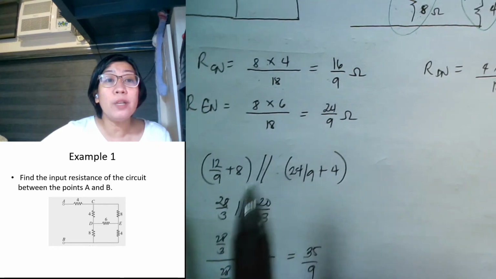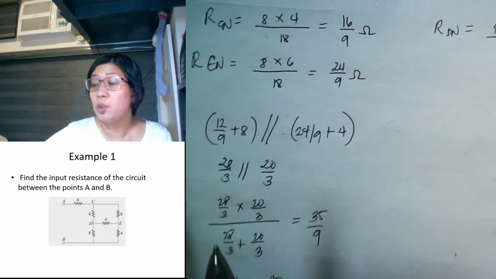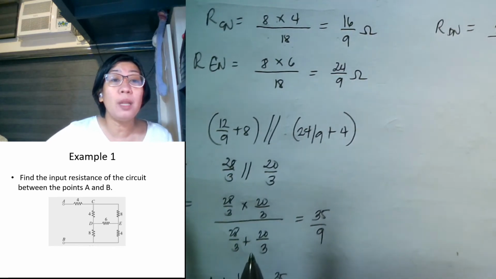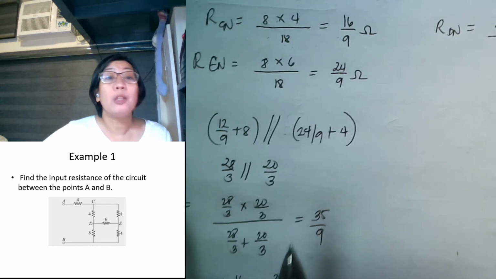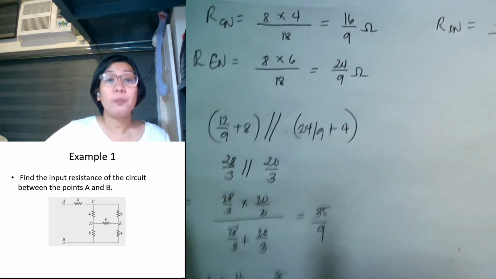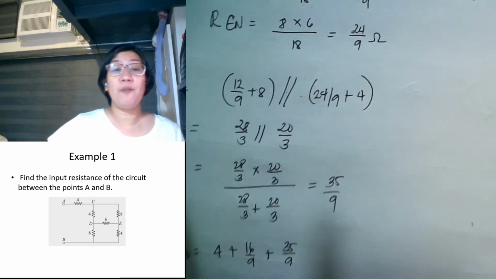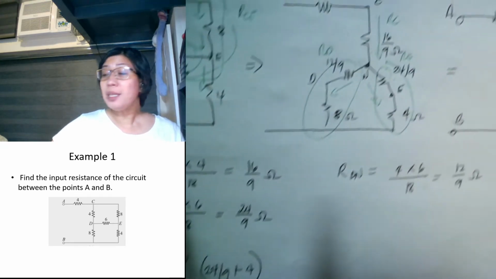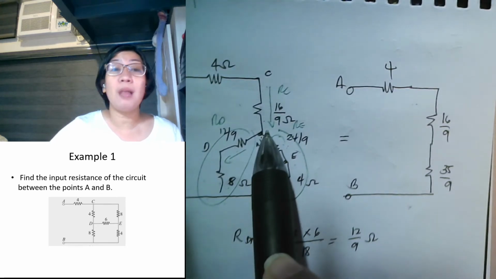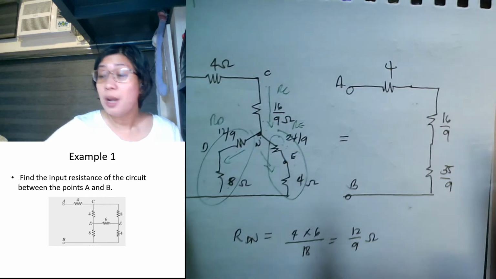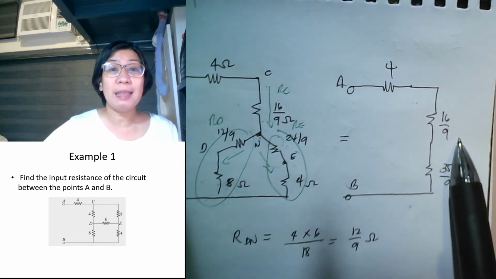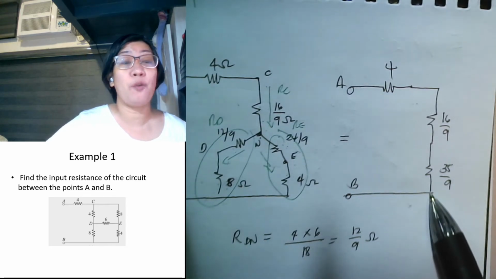So, product over sum: 28 over 3 times 20 over 3, divided by 28 over 3 plus 20 over 3. That will give you 35 over 9. Now, if we're going to redraw, always remember we still have your 16 over 9 here. This is still your 4, this is still your 16 over 9, and now this is your 35 over 9.